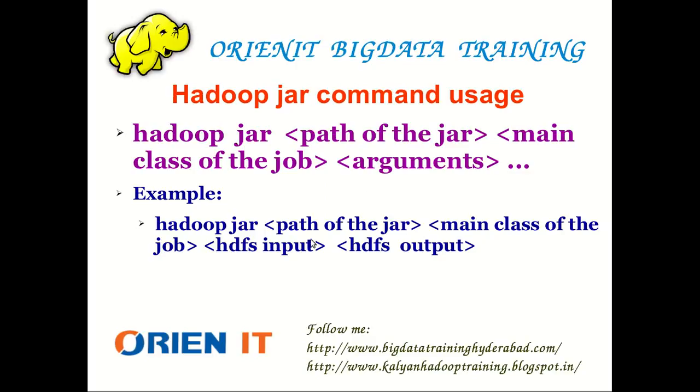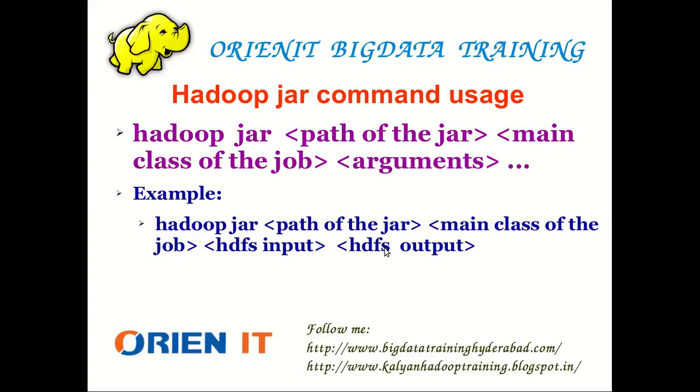Now, a simple example is: Hadoop space jar space path of the jar space main class of the job space HDFS input. It can be single or multiple as part of your program. Then space, and the last one I'm giving as the HDFS output. The expectation from this program is reading the data from HDFS and writing the data into HDFS.